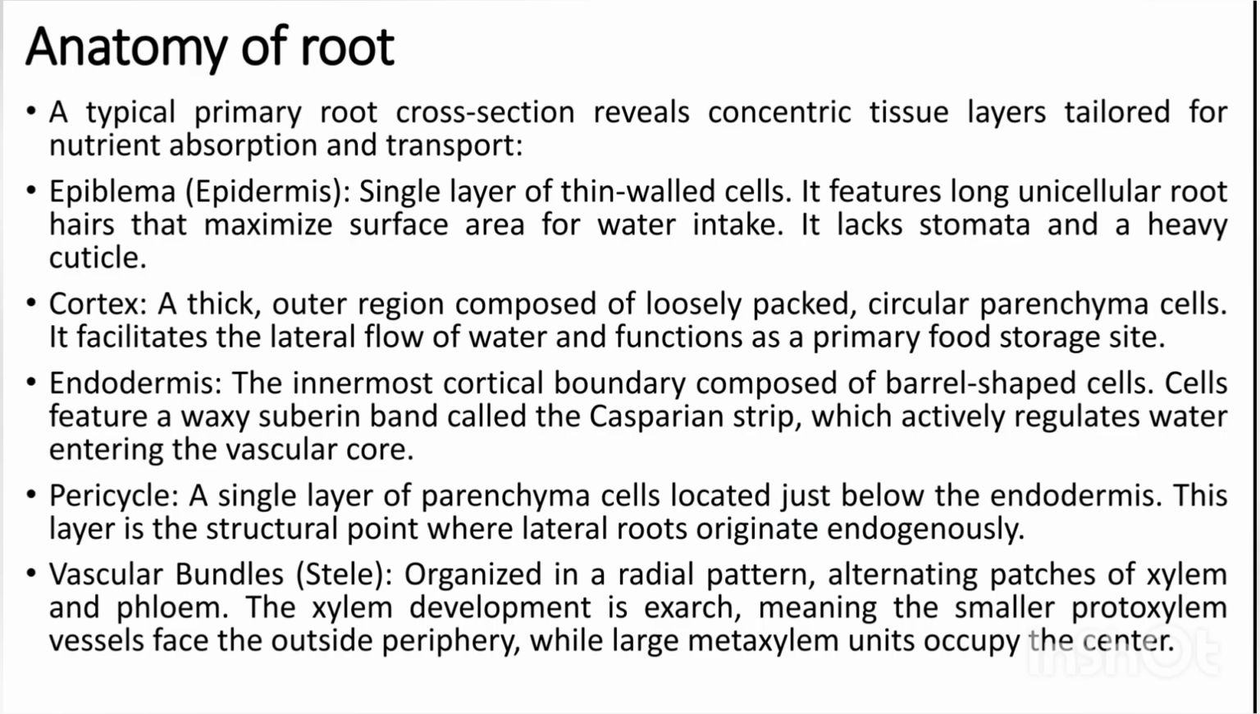Then, anatomy of root. The cross section of root reveals concentric tissue layers tailored for nutrient absorption and transportation. The outer layer is called epiblemma or epidermis, enclosing the cortex. Then inner to the cortex, the endodermal layer is there with barrel shaped cells and Casparian strip. Then inner to the endodermis, the pericycle is there. Then the vascular bundle, which is organized in a radial pattern.